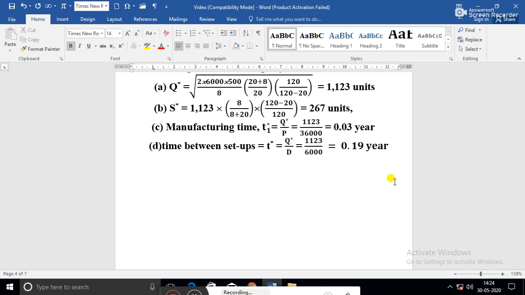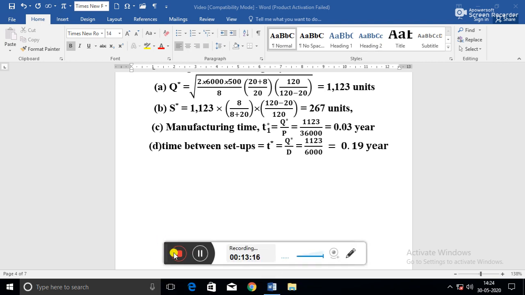And the next question, the last one for this, is the time between setups. Time between setups means one order to another order. Q star by D, you are getting 0.19 year. If you multiply by 300, it is something like 58 days approximately. I am giving the answer in years; it is your choice. So this is all about what we have discussed, the concept of this one. Actually, we have discussed two models.